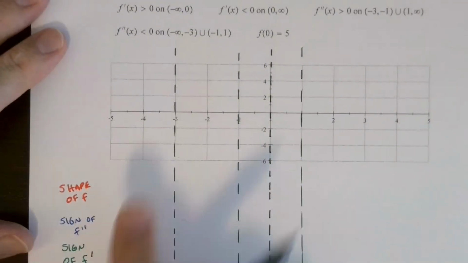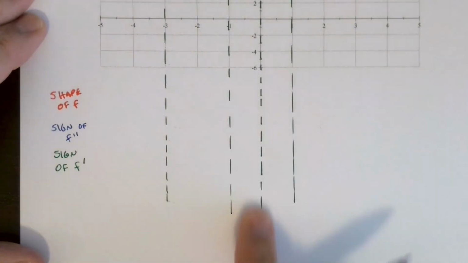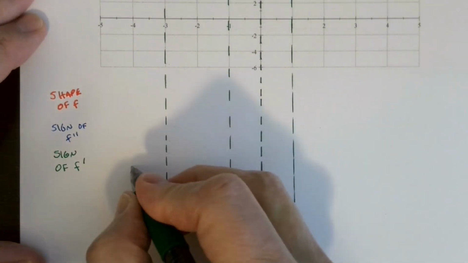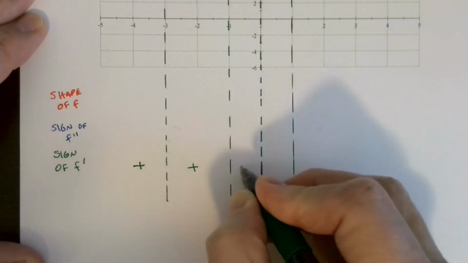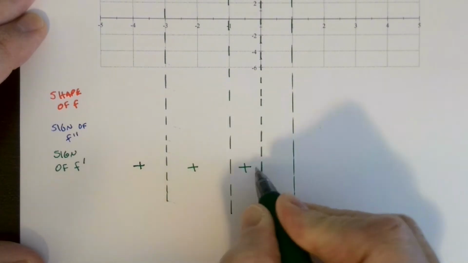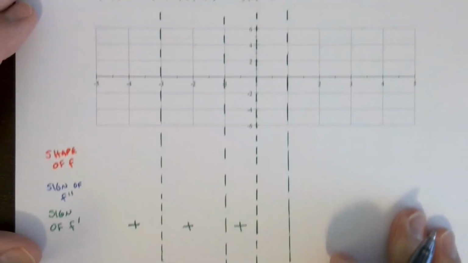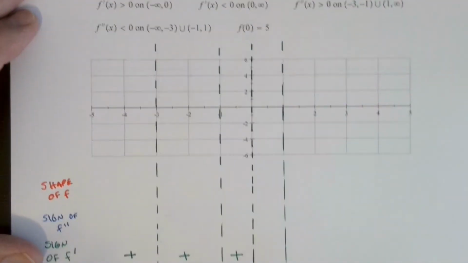So f prime is going to be what? Positive for values less than 0. Okay, so here's x equals 0, so it's positive on this interval, positive on this interval, positive on this interval, right? Between all these transition points, because here's 0, it's less than 0, it's positive. For values greater than 0, it is negative.